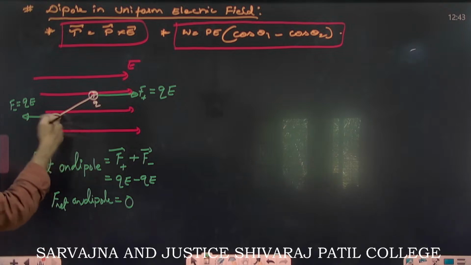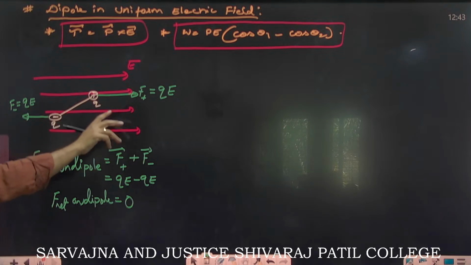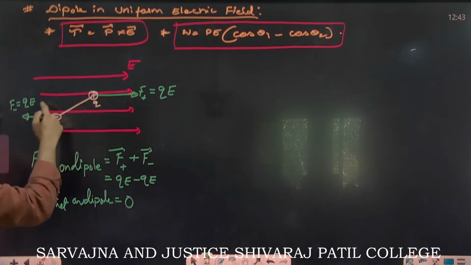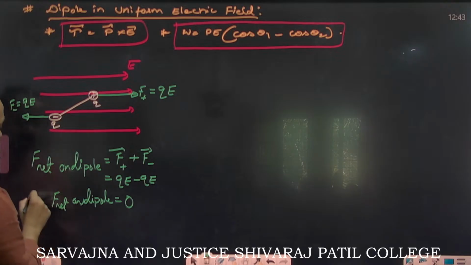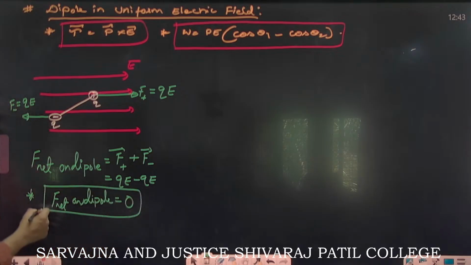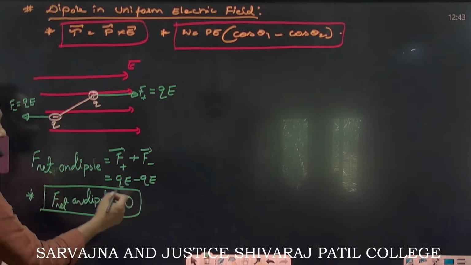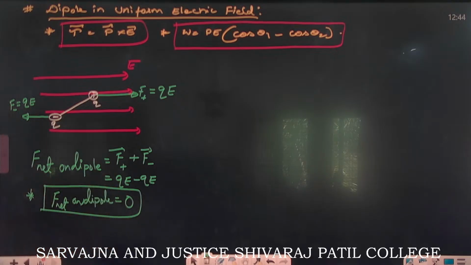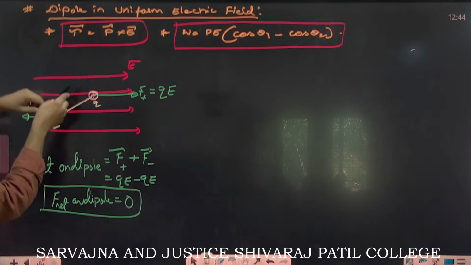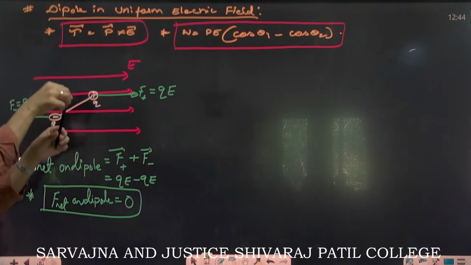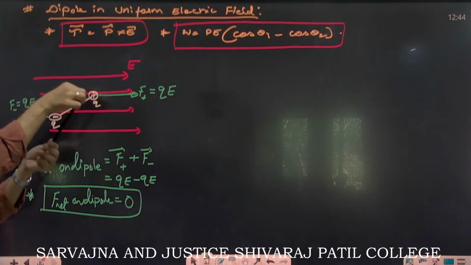Because on the negative charge the force is towards left, and on the positive charge it is towards right. Because of this left and right, the net force on this will become 0. So when you place a dipole in a uniform electric field, the net force will be 0. But because this is like a rigid object, if I apply a force towards right on the top and towards left at the bottom, what happens to it?